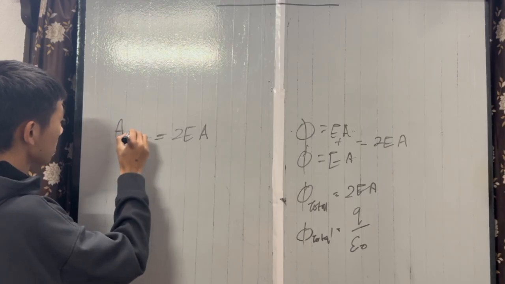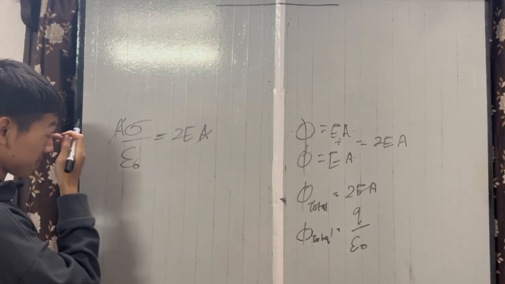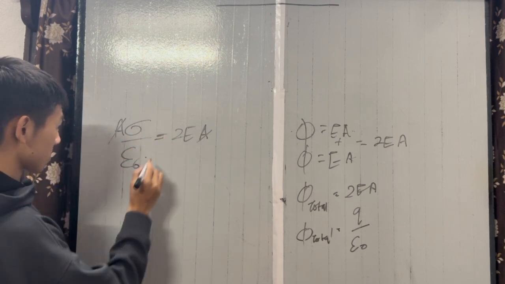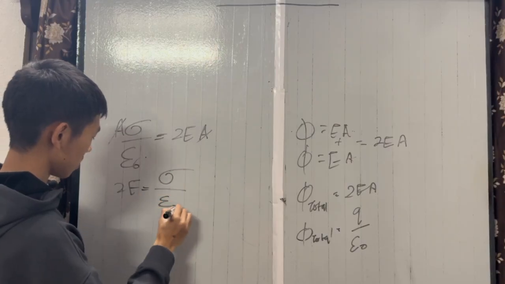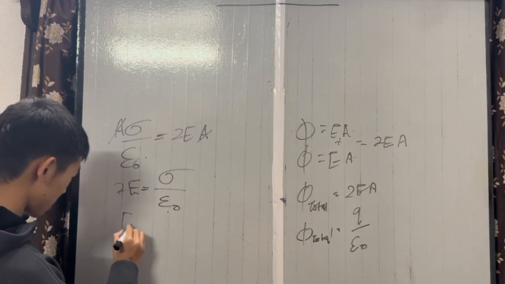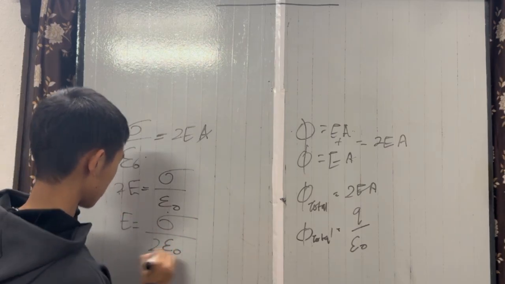A sigma by epsilon naught equals 2EA. The A cancels. 2E is equal to sigma by epsilon naught. Take the 2 here, you get E is equal to sigma by 2 epsilon naught.